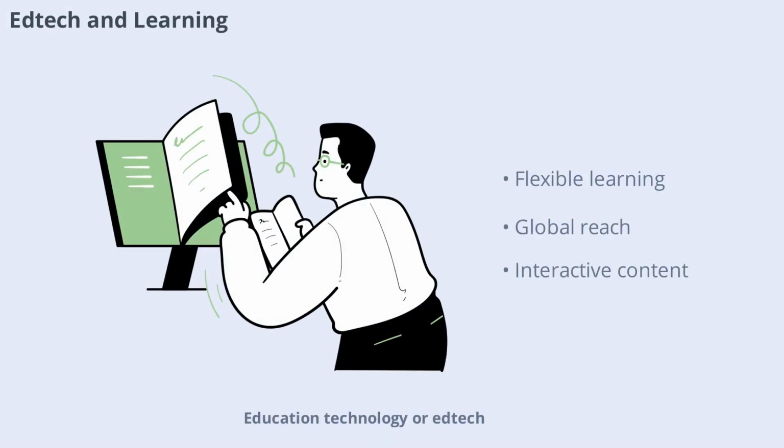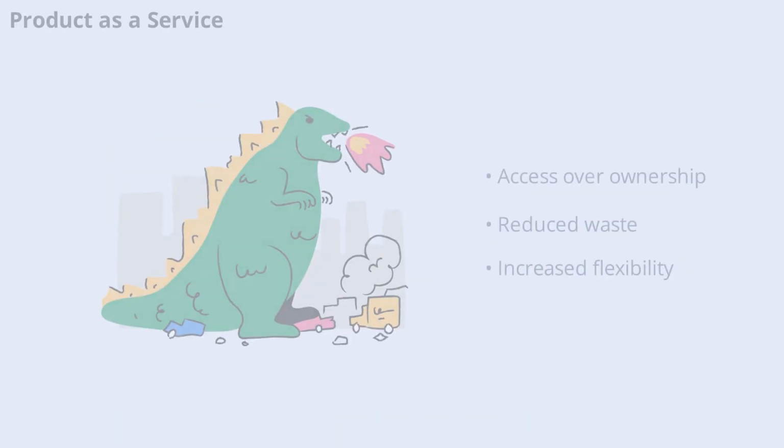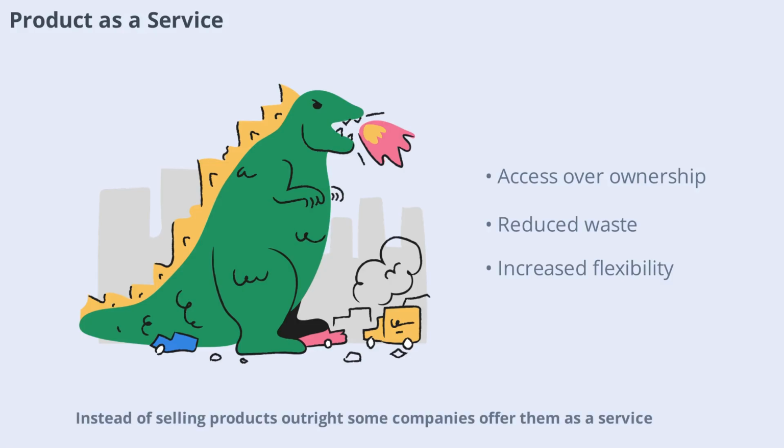Education technology, or EdTech, is disrupting traditional learning by offering online courses, adaptive learning platforms, and interactive content. Companies like Coursera and Duolingo make education more flexible and accessible, reaching learners around the world and breaking down barriers to knowledge.